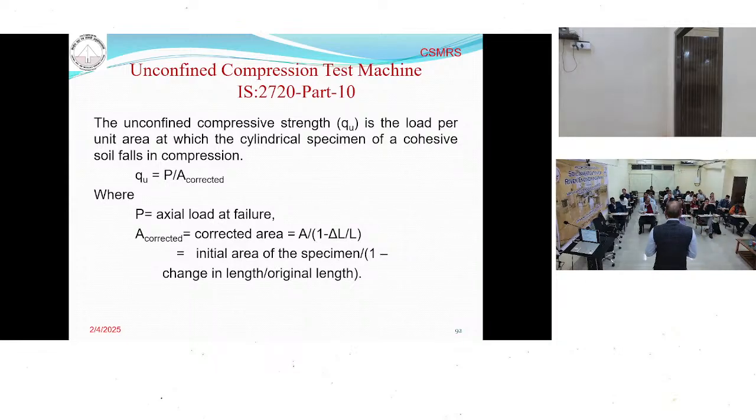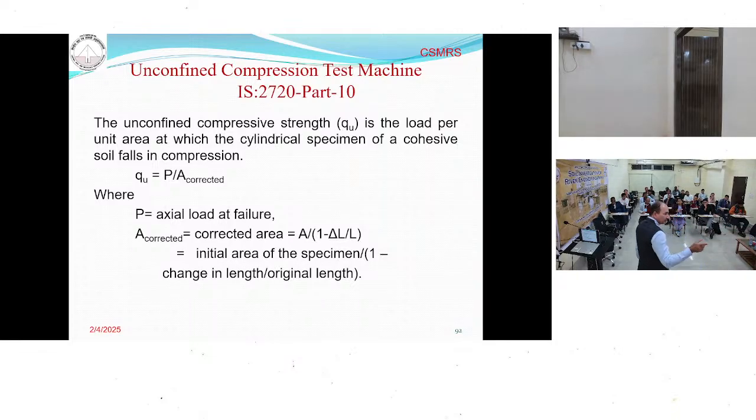What is the corrected area? A upon 1 minus strain. Why don't we use the diameter of the sample? Sir, laterally... it changes after applying stress. Here you are compressing the sample. Length is decreasing, but the diameter is increasing. So at the failure, you need to know how much the diameter has increased. So by this formula, you can calculate it: area A upon 1 minus delta L by L is the strain. Okay. So that way you can calculate the exact diameter.